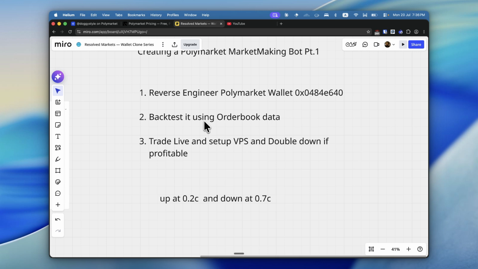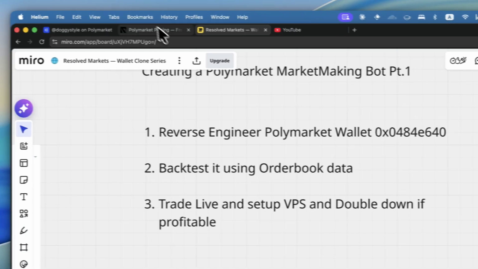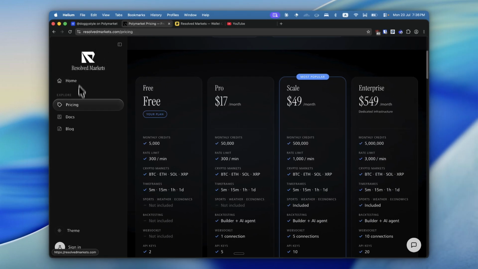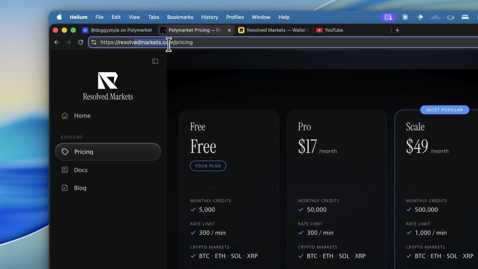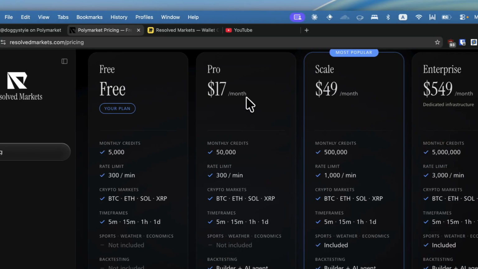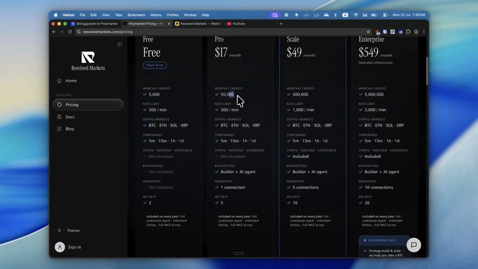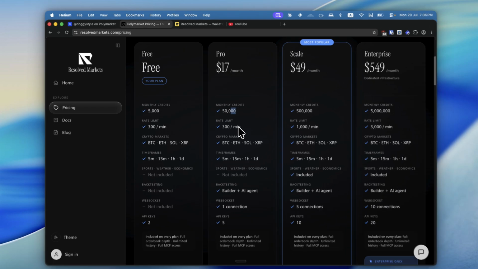Next is, we'll try to backtest it using order book data. For this we need really good order book data, so you can't really just fetch it from Polymarket, right? They don't give you order book data, so you would need order book data to understand if there is something he's doing there. The cheapest I found is called resolvedmarkets.com. If you come to resolvedmarkets.com/pricing, I think this is the cheapest, and one of the best, very in-depth data. That's microsecond data, right?